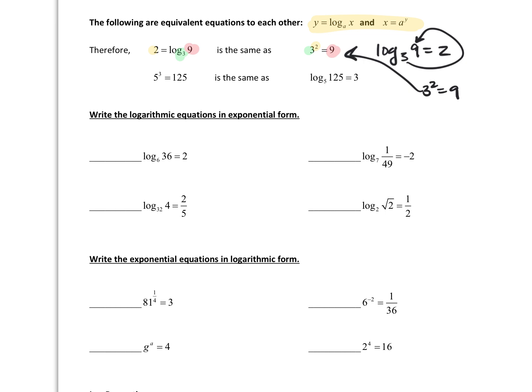So like, write the logarithmic equations in exponential form. So this would be 6 squared equals 36. Yep, 6 squared equals 36, right? What about this one? This is a fraction, it's weird. Just follow the rule. Start with the base, 7, swirl it out. To the negative 2 is 1 over 49.